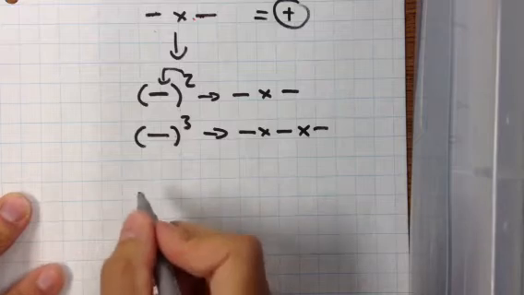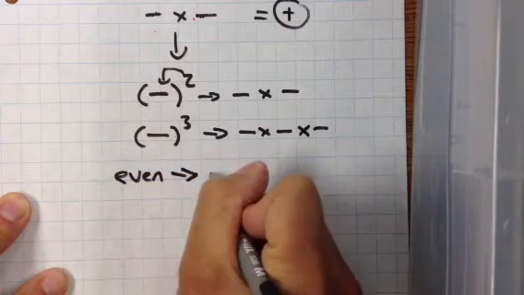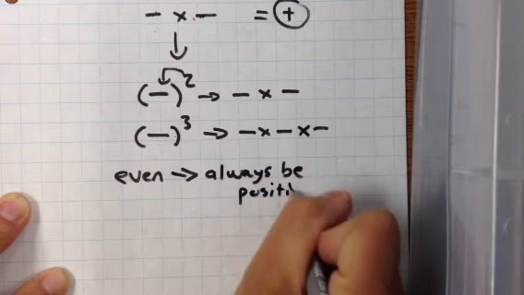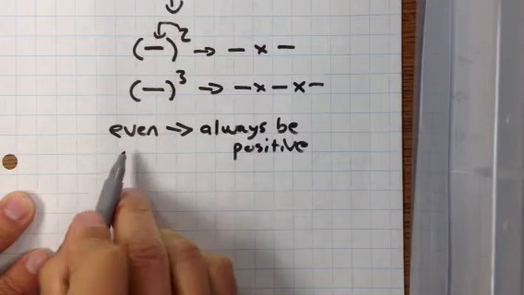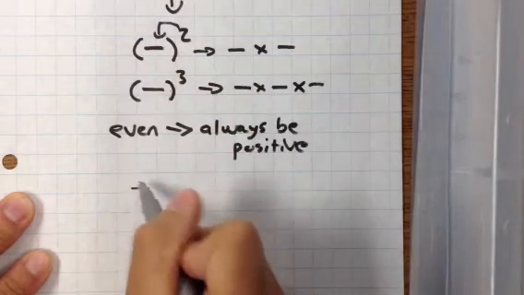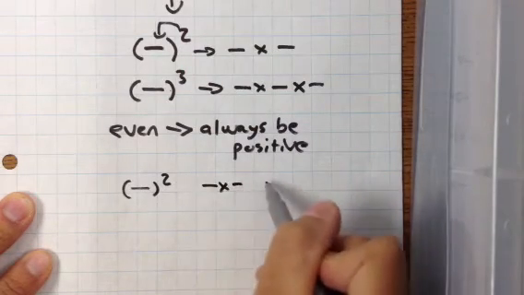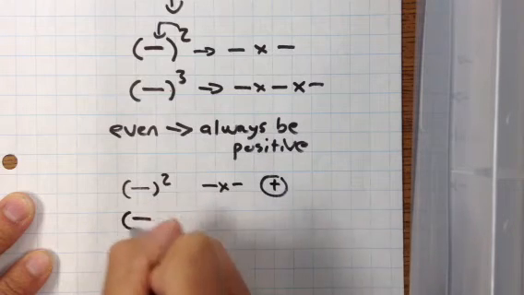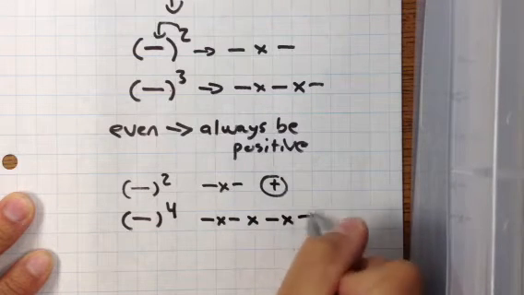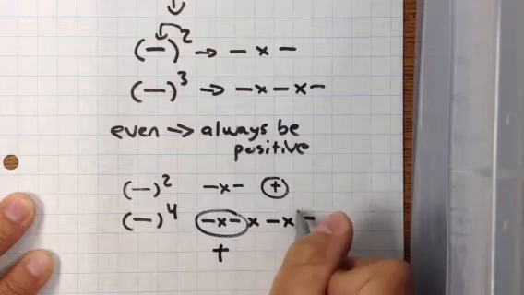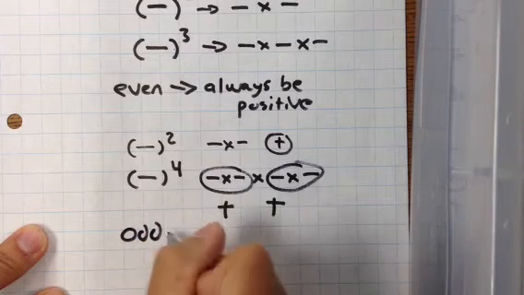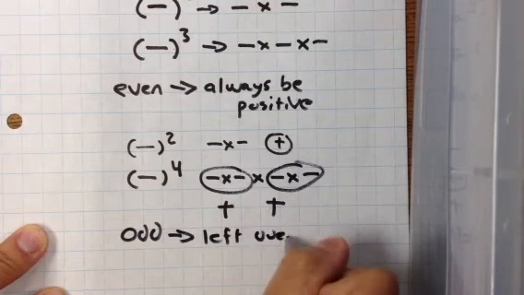Now, the little shortcut here is, if it's even, it will always be positive. And here's why. With evens, you're always going to have the same number of negatives pairing off. So if I had negative squared, a negative times a negative will always be positive. If I had negative to the 4, it would be negative times negative times negative times negative. These ones would turn into positive, and so would those ones. So it'll always be positive. It's only when they're odd do you have a leftover negative sign.